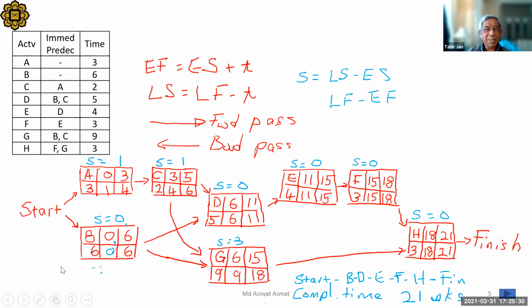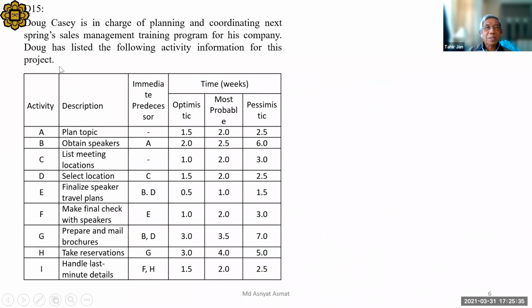Okay, done with one. Let's try another one. Any question? No. Okay, let's do this one. So far, so good. Let's move on to this one. Duff Casey is in charge of planning and coordinating the coming sales management training program for the company, and he has listed the following information.